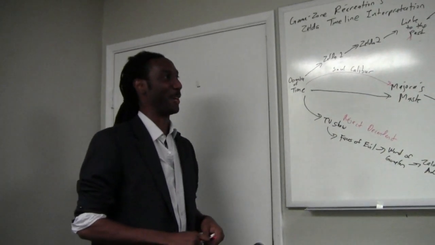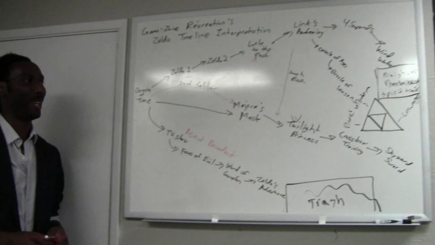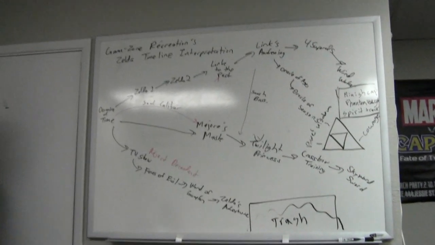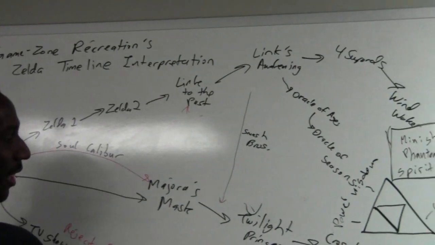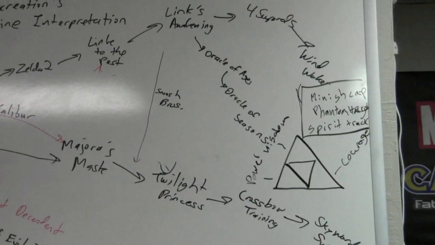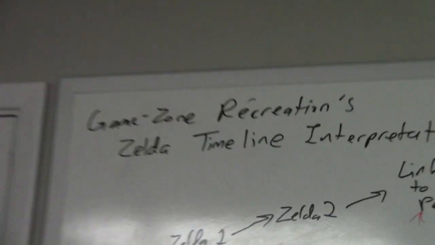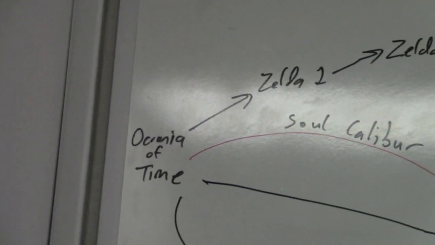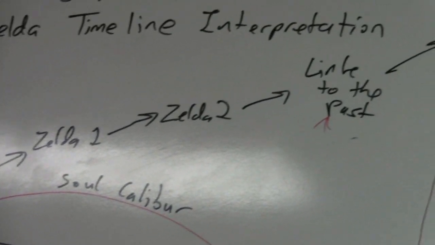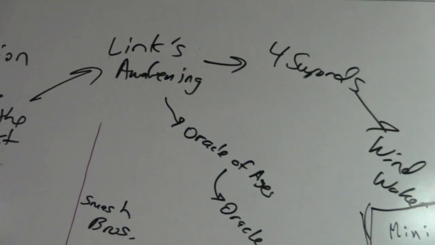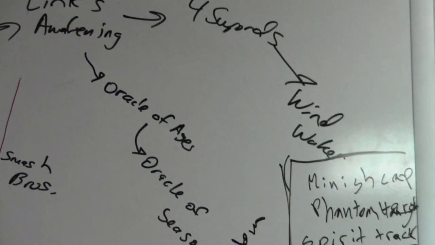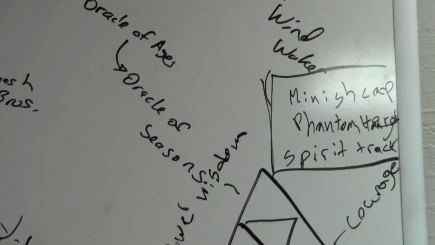This is basically what we came up with. Can we agree that Crossbow Training happened at the same time as Twilight Princess? I forgot Crossbow Training. Well, I have it right here. Nice. Skyward Sword? That's another one I haven't played. What, Crossbow Training? Yes. You don't have the crossbow. I know, but you have the game. I never thought he would have it because he didn't have the crossbow.